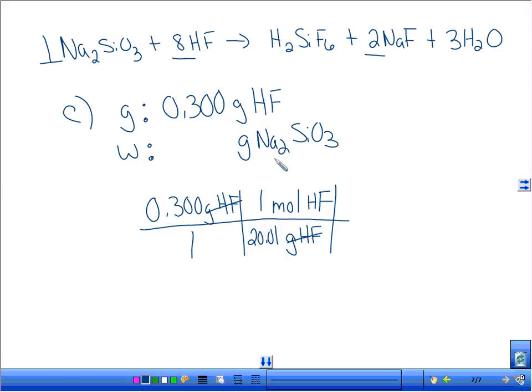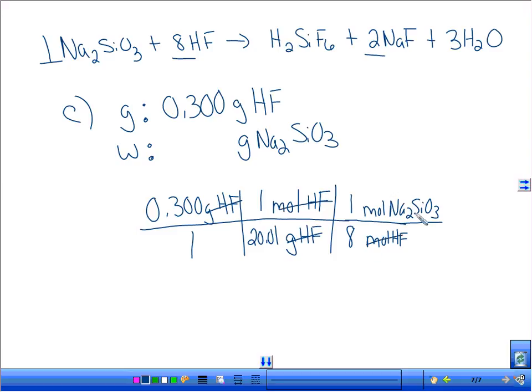So now I've got to switch it. What's going to come down? Well, mole of HF is coming down. I've got to switch it, so moles of Na2SiO3 will go to the top. Now I've got mole over mole. I'm going to look at my coefficients. In front of this is a 1. In front of the HF so happens to be an 8. We've been dealing with that a few minutes. This is going to cancel.